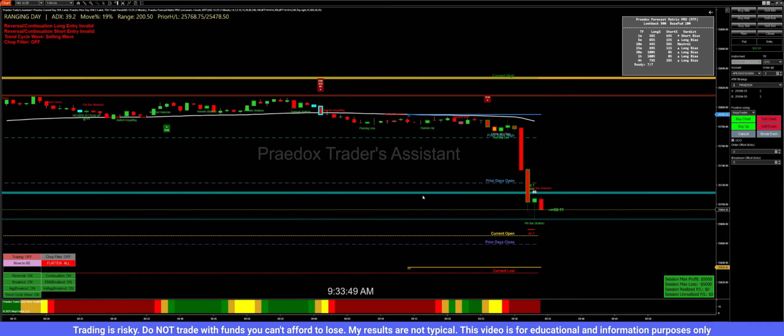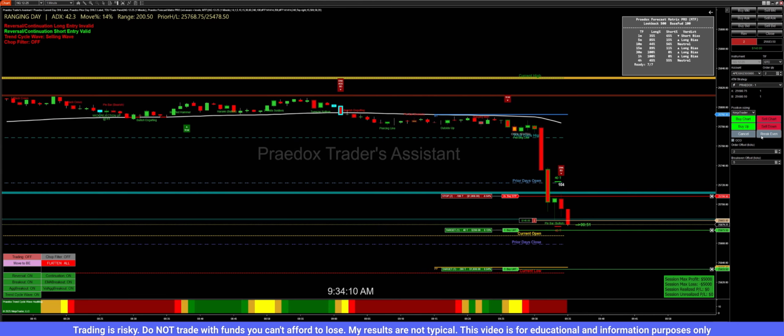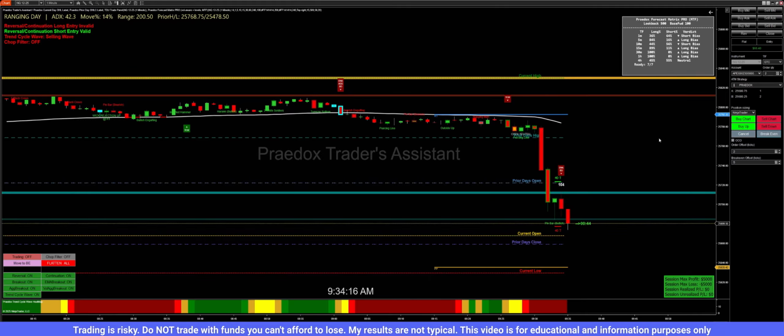So it is using this area here as resistance, as you can see, even though we have a strong pin bar here, which is typically a good reversal. We still have our short side. We have an EMA breakout to the downside, possibly here. Order. And we got that. Let's see if we can hit our target. Order canceled.